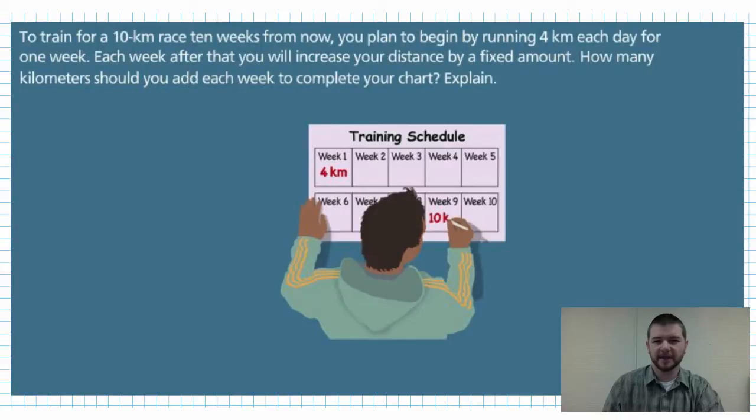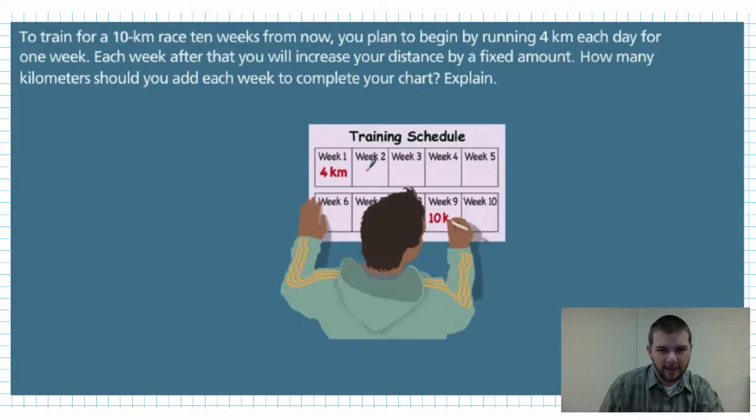To train for a 10-kilometer race 10 weeks from now, you plan to begin by running 4 kilometers each day for 1 week. Each week after that, you will increase your distance by a fixed amount. How many kilometers should you add each week to complete your chart? Explain. So what we need to do is figure out by what amount we need to increase each week. Recall that will be a fixed amount in order to reach our goal of 10 kilometers in week 9.